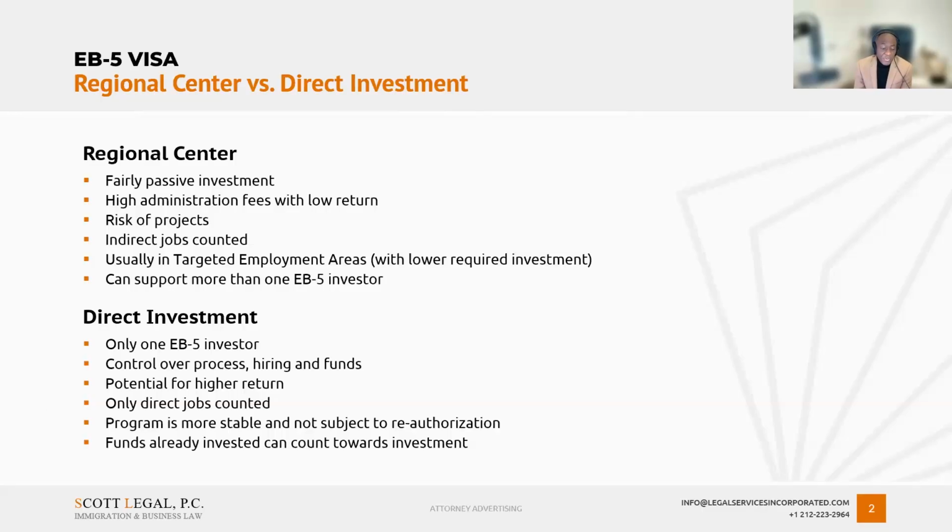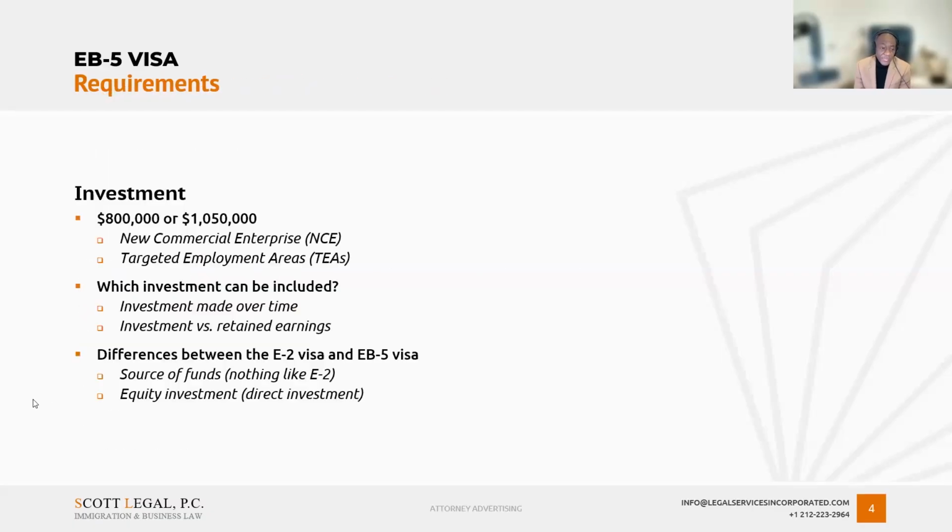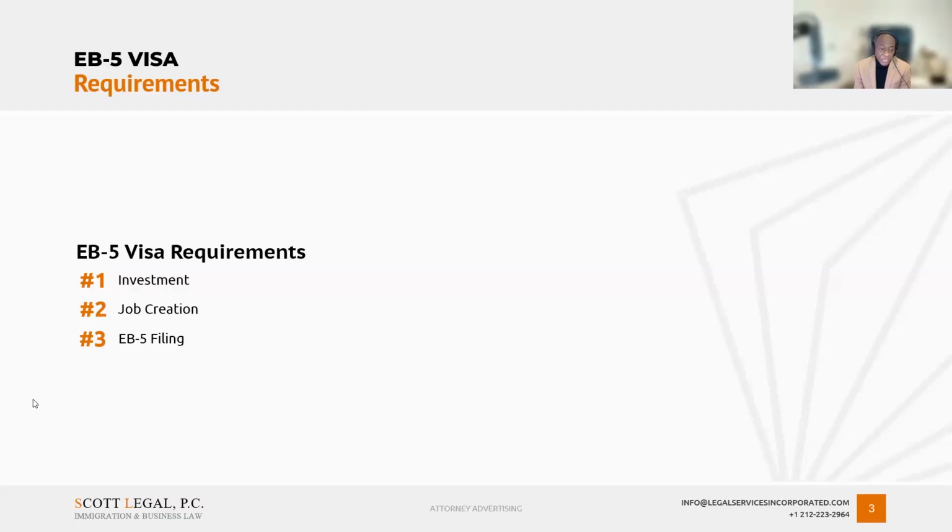So the next topic that we're going to talk about, if we could switch to the next slide, is we're going to cover the two fundamental parts of the EB-5 program. The one is the investment, and two is job creation. The third thing that we're going to cover is exactly what has to be filed for an EB-5. So we'll cover all of those. So let's start out then with the investment requirement.